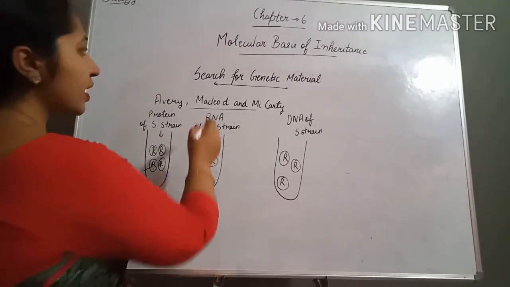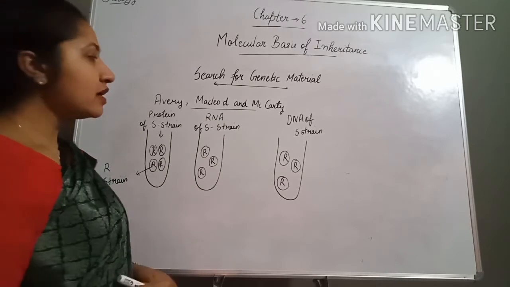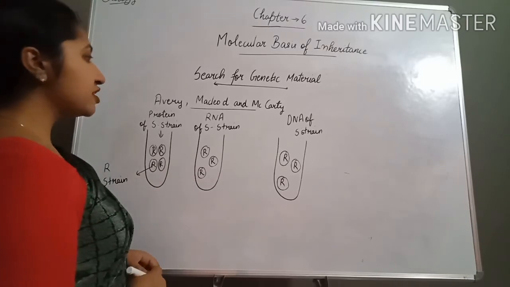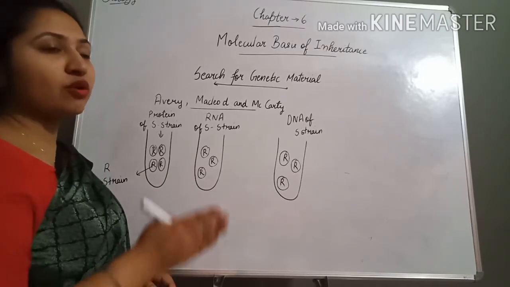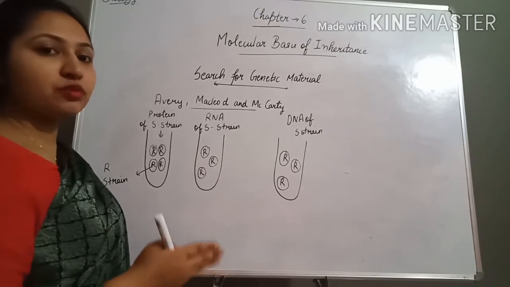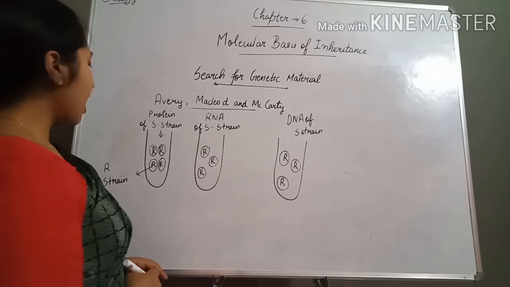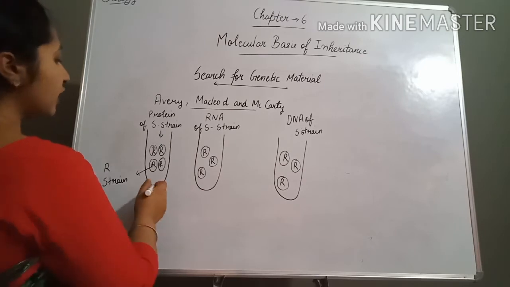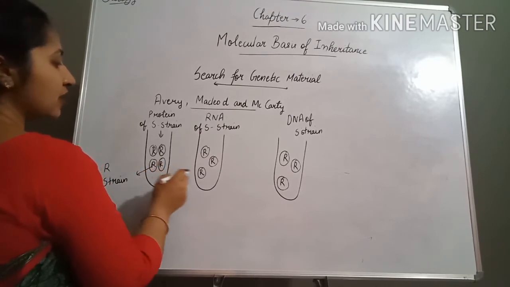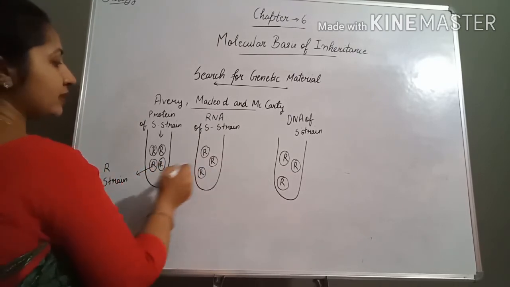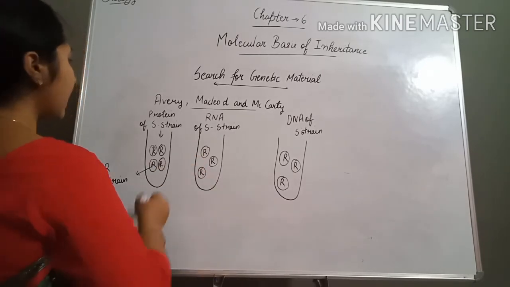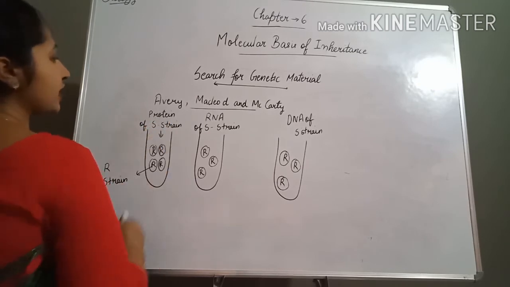Now Avery, MacLeod and McCarthy did an experiment, and from that it was proved that DNA is the genetic material, the transforming agent which transformed the R strain into the S strain. How? He took 3 test tubes, and in these test tubes he took the R strain, a harmless strain, and added the protein of the heat killed S strain.